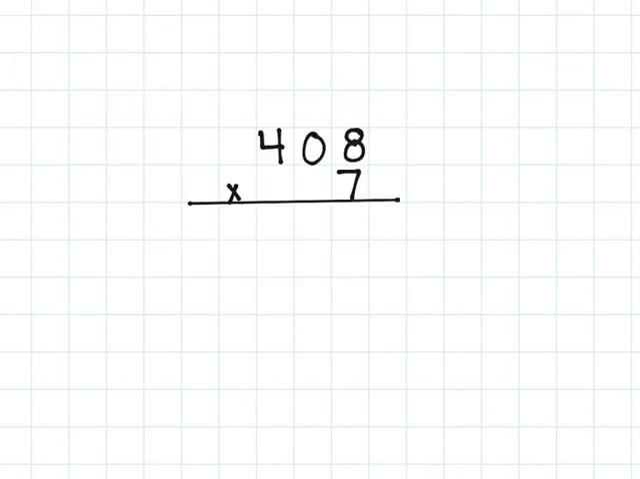Let's try another one. Now we have a 3-digit by 1-digit multiplication problem. We have 408 times 7. So I'm going to circle 7 because 7 is my go digit. 7 starts by multiplying by 8. So I'm going to connect my 7 and 8. 7 times 8 is 56, which I need to regroup. So I put the 6 down low and the 5 up top with a plus sign next to it since I'm adding it to my next product.